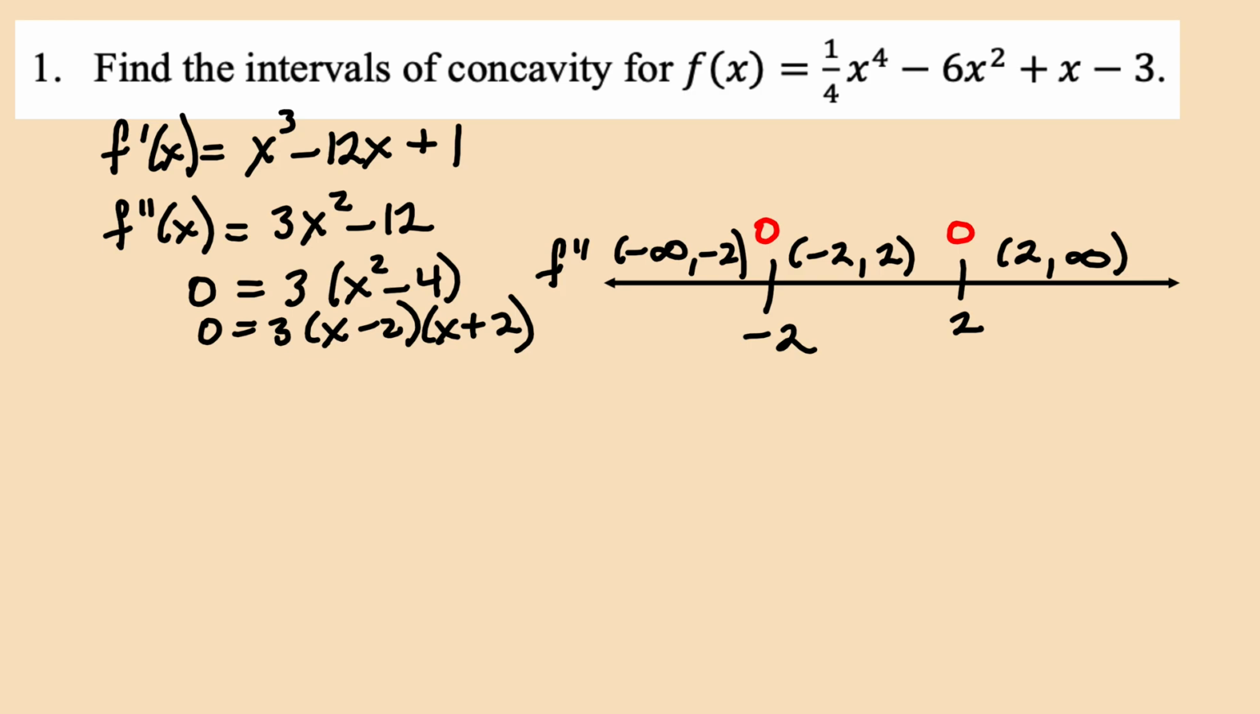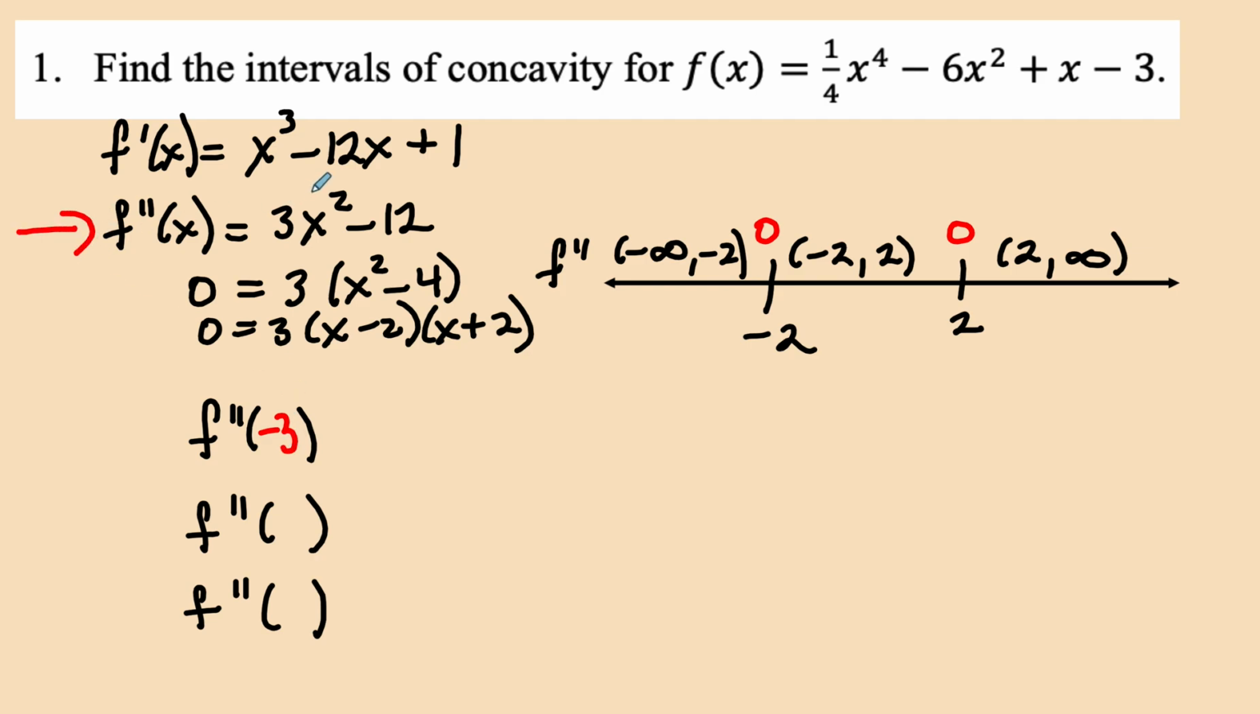Let's take a look at an example where we find the intervals of concavity. I took the first derivative, I took the second derivative, and set it equal to 0 to find the places where the second derivative is equal to 0. And then I would like to find the values at these intervals. So I'd like to find the value at this interval, which is negative. I'll just choose a number, -3. I'm going to put it in the second derivative, everywhere where there's an x.